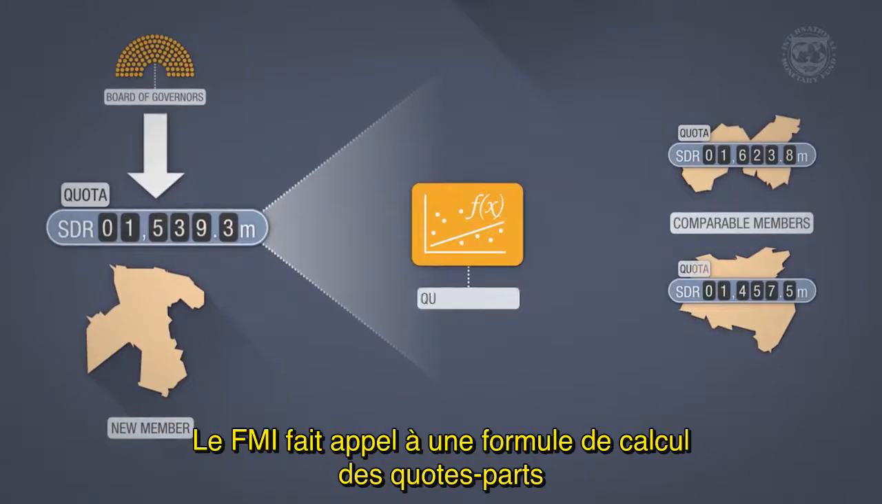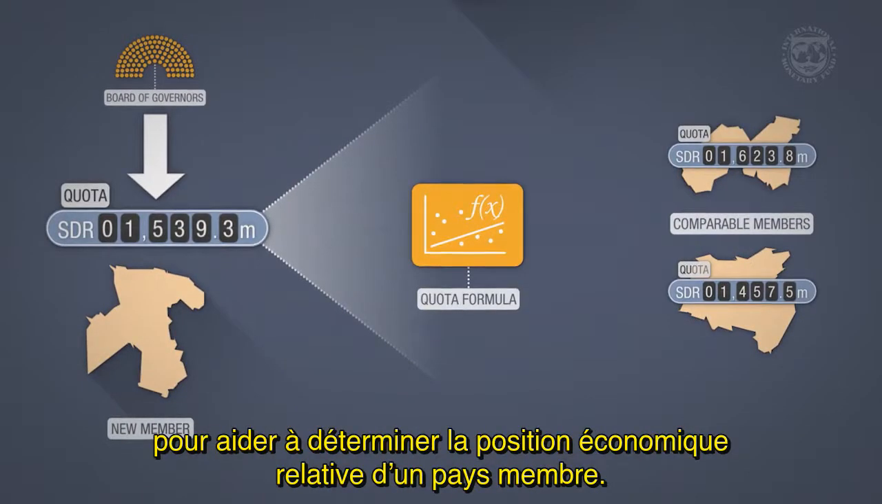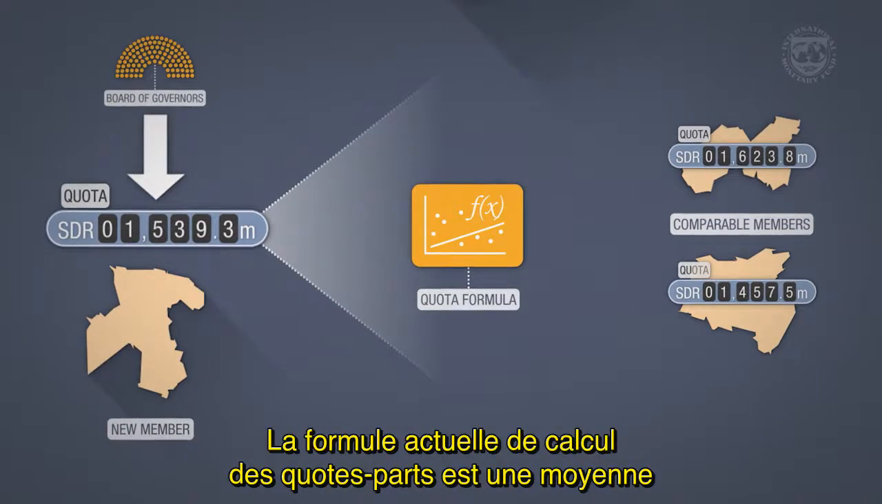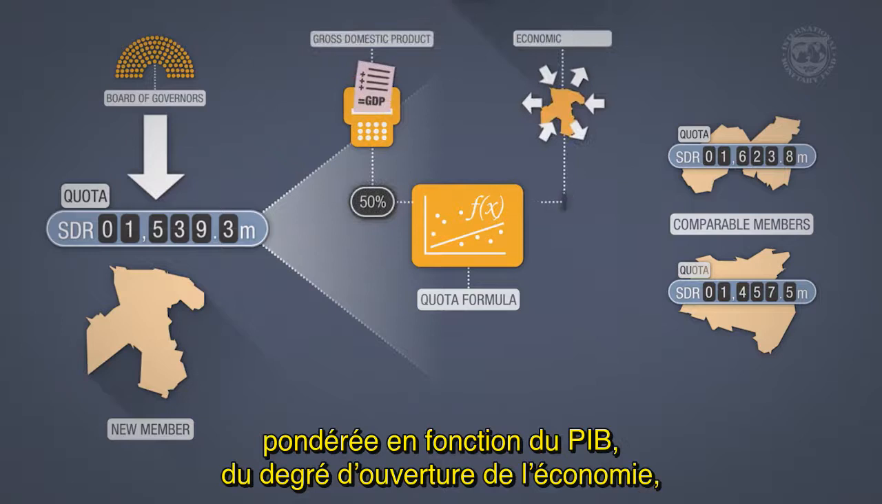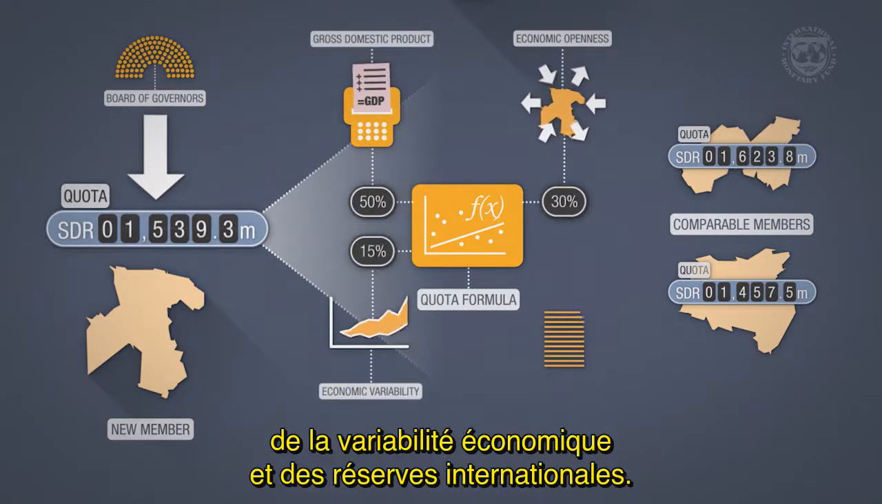The IMF uses a quota formula to help assess members' relative economic positions. The current quota formula is a weighted average of GDP, openness, economic variability, and international reserves.